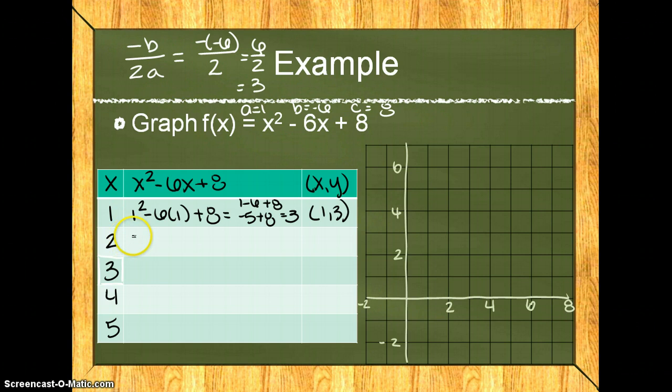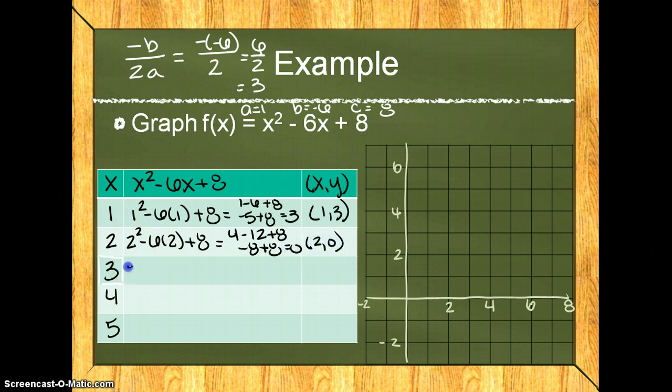Take 2 and plug in 2, and you'll get 2 squared minus 6 times 2 plus 8. That would give us 4 minus 12 plus 8, which is negative 8 plus 8, which is equal to 0. So 2, 0 would be our next point.